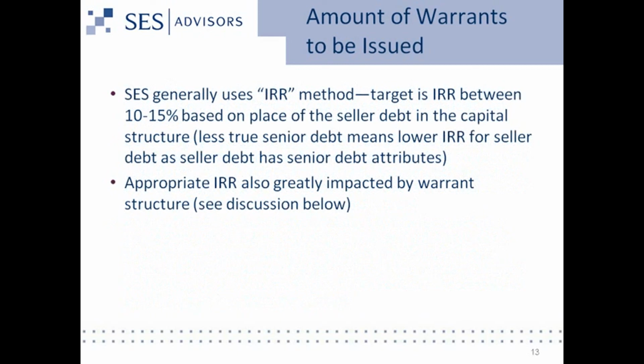And as I said, we generally use the IRR method. We generally see 10 to 14, 10 to 15%. And we also understand that the underlying nature of the warrants, the other terms, really do have an effect on the rate of return.